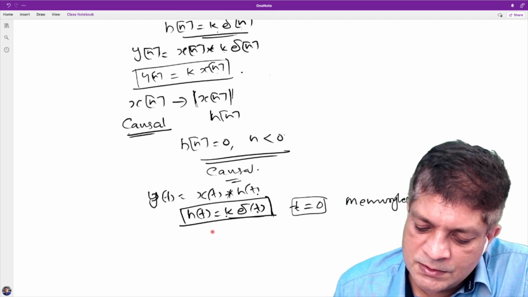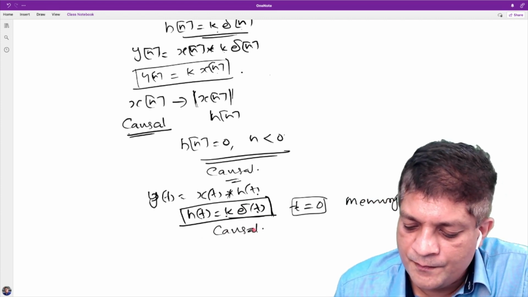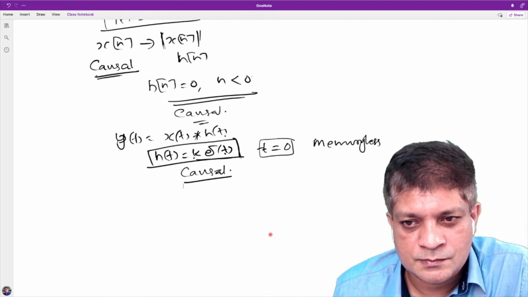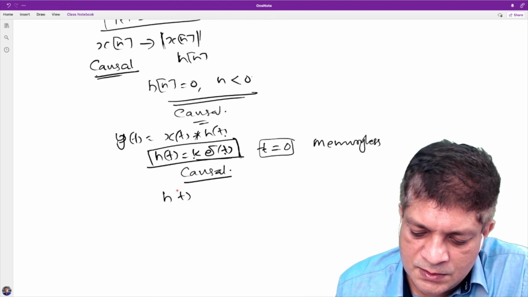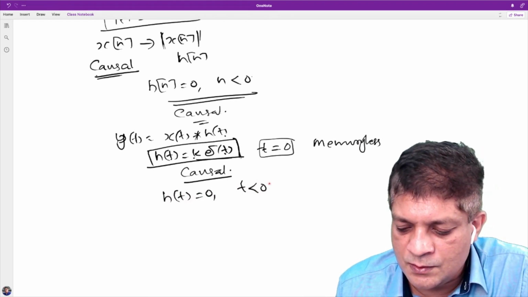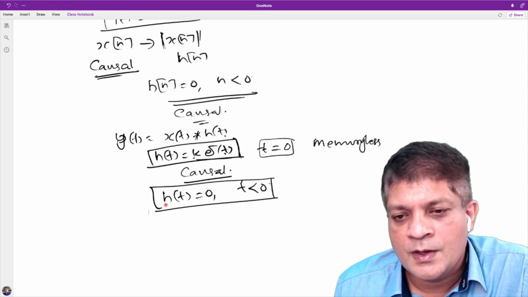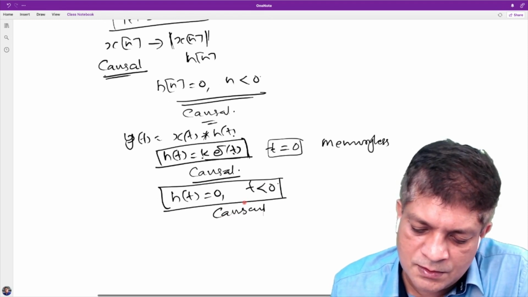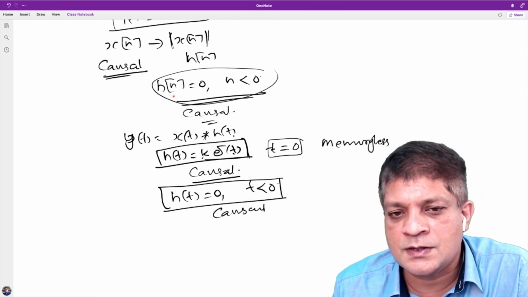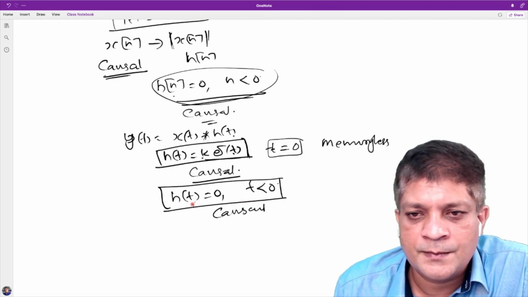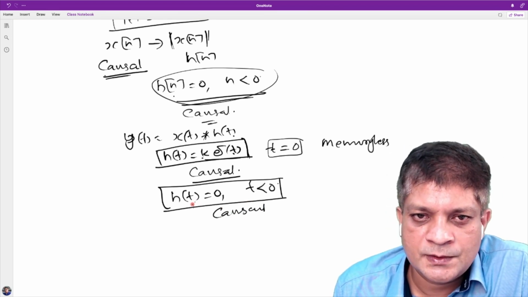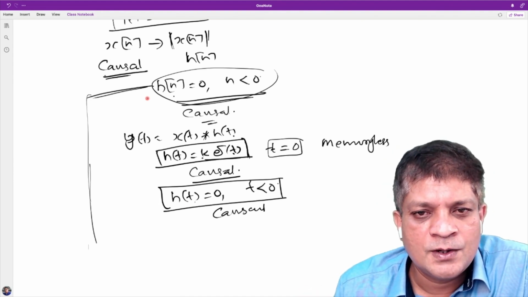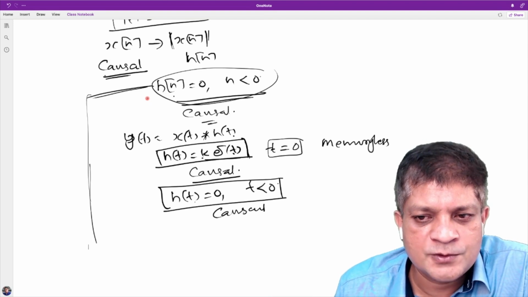Now, what is the condition for causality? Causal: h(t) is 0 for t less than 0. Then we can say that the system is causal. It is similar to the discrete time case. Here it is a discrete time signal, here it is a continuous time signal. Impulse response. What is a causal system? The output at any instant of time should not depend on the future values of the input.